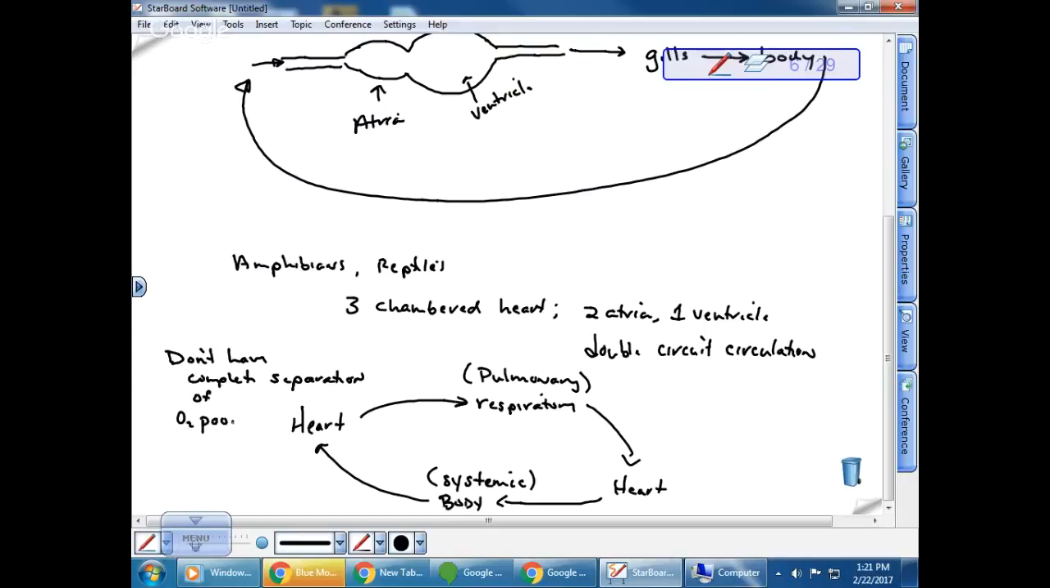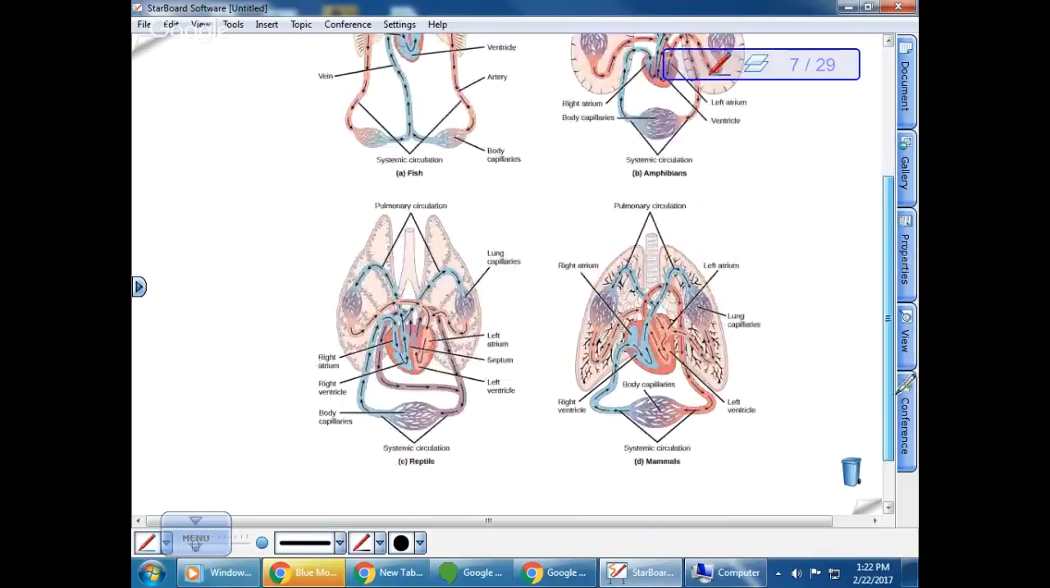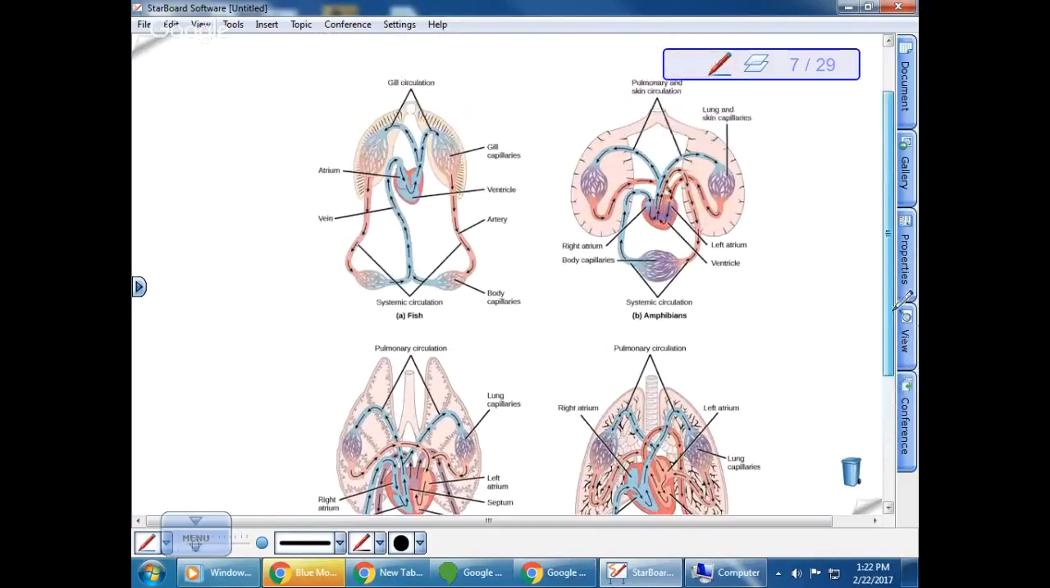Of O2 poor and O2 rich blood. Okay, so no complete separation. Okay, so the endotherms, right? In endotherms, including birds and mammals, we see that there is complete separation, okay?